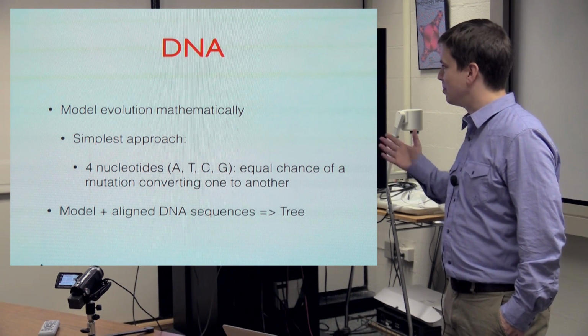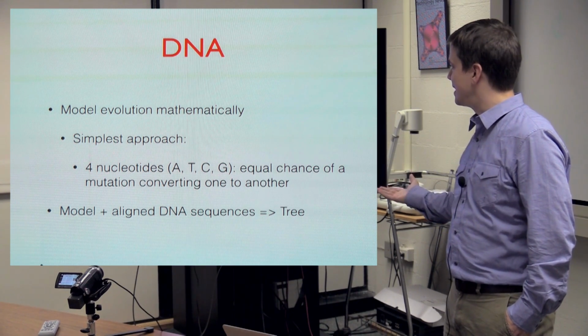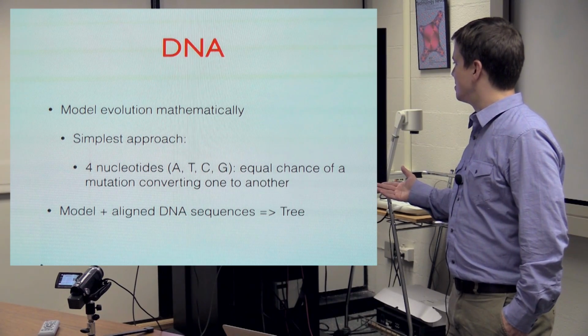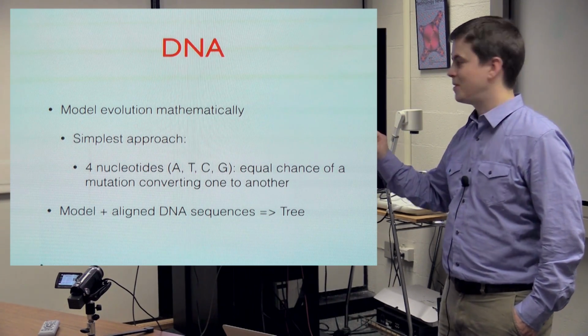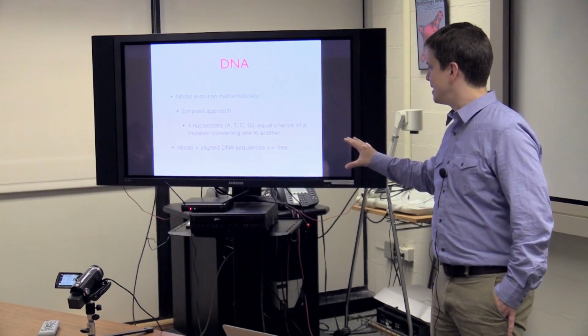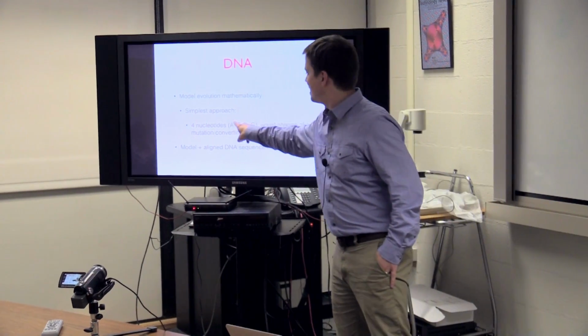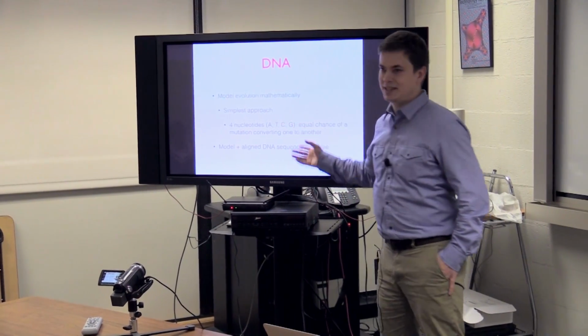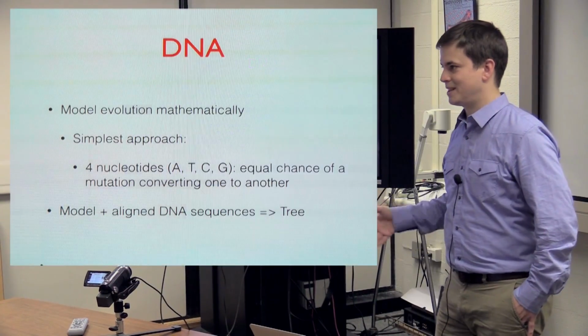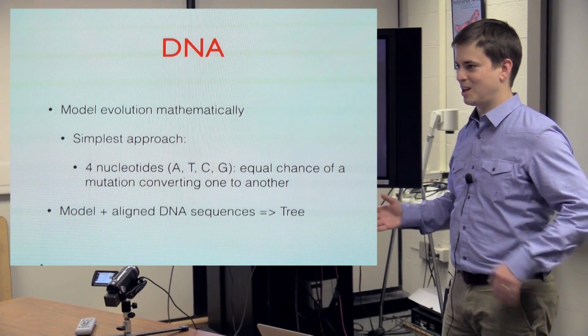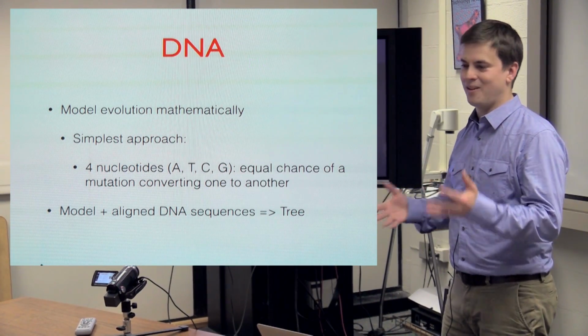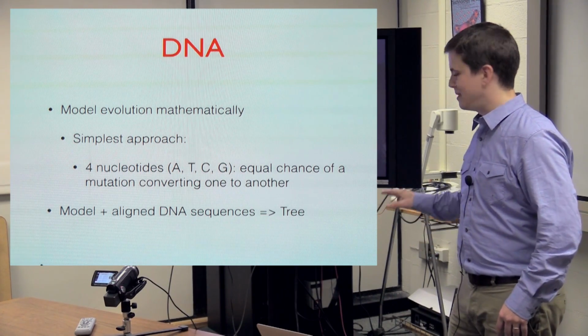Except to say that the simplest way you could do it is there's 4 nucleotides. They have an equal chance of one mutation. The model would be that there's 4 nucleotides, and your chance of mutating from an A to a T, or an A to a C, or A to a G is the same. And of course, you could get more complex than that and talk about the position in the gene and how that changes the model. But that'd be the simple way of doing it.